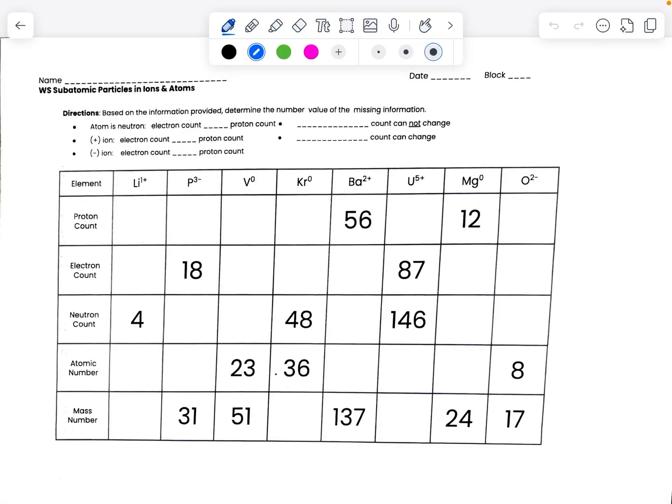Okay, so this is the worksheet called Subatomic Particles in Ions and Atoms. Based on the information provided, determine the number value of the missing information. So we're definitely going to need a periodic table.